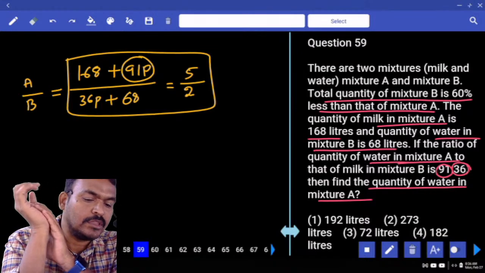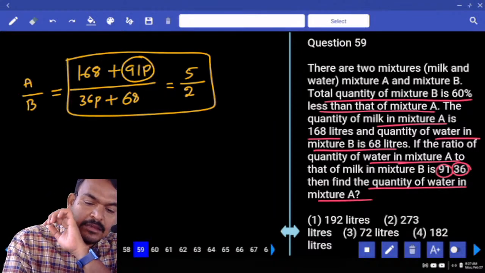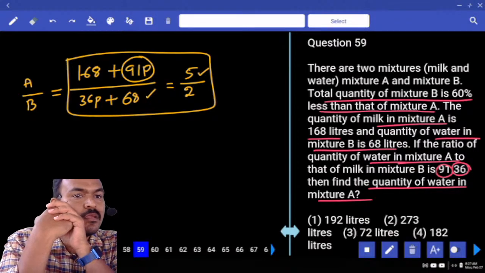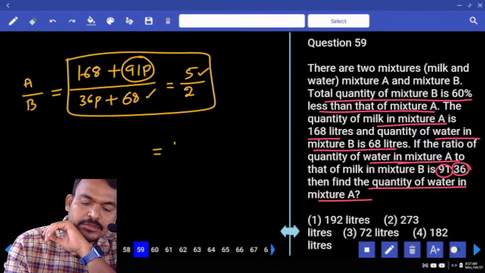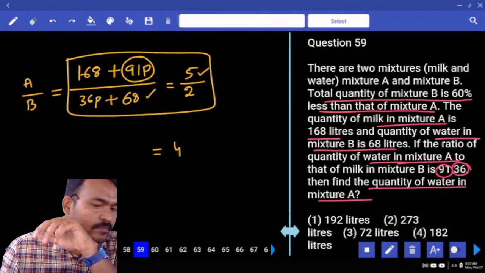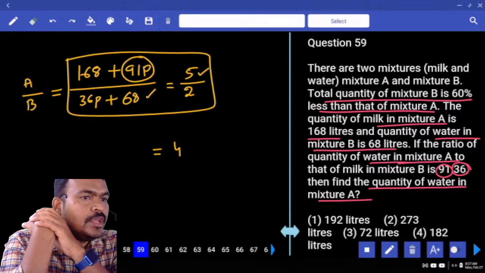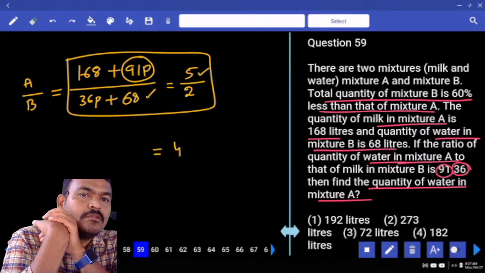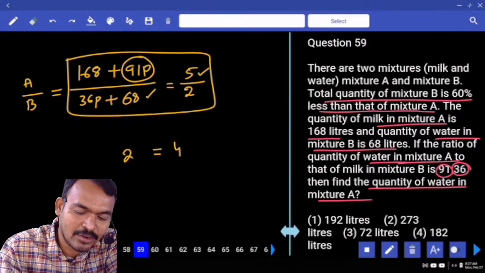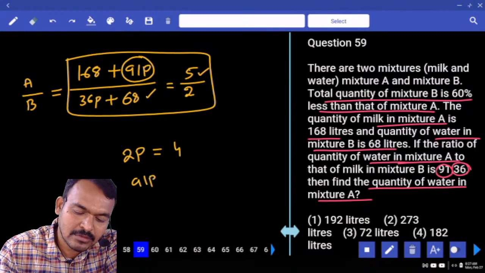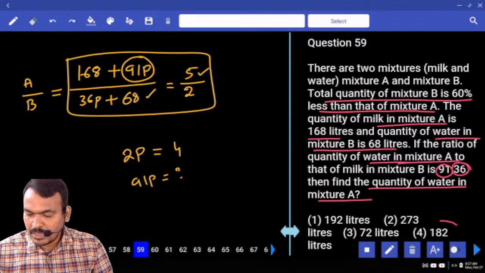Okay. First 2 into 168, 336. 5 into 68, 340. 340 and 336. Difference is how much? 4. Just cross multiplication. 5 into 36, 180. 2 into 91, 182. Difference is 180 and 182, two parts. Two parts equal to how much? 4. We required how many parts? 91 parts. Double or triple? Double. What is the answer? 182.